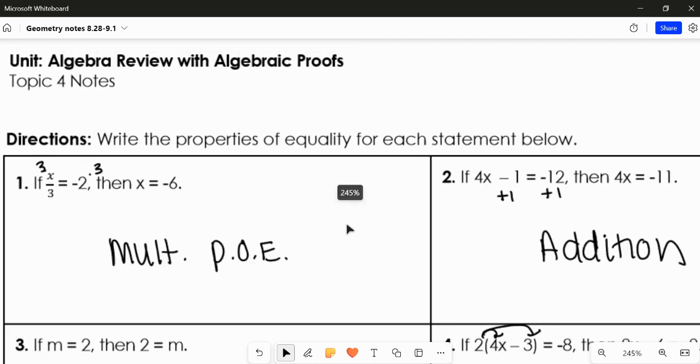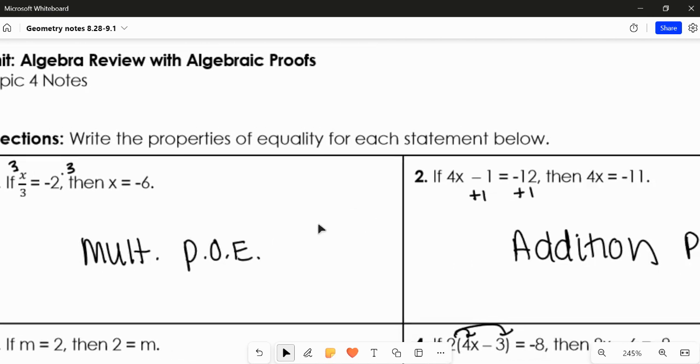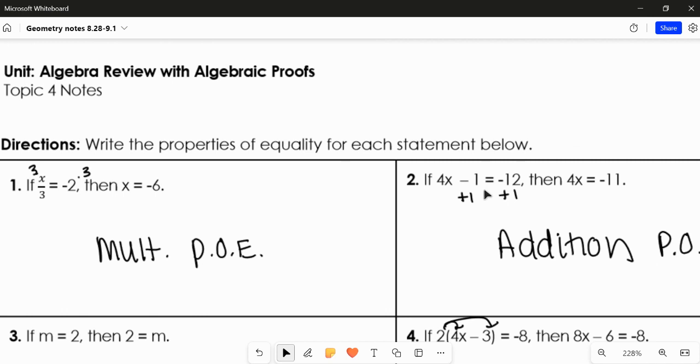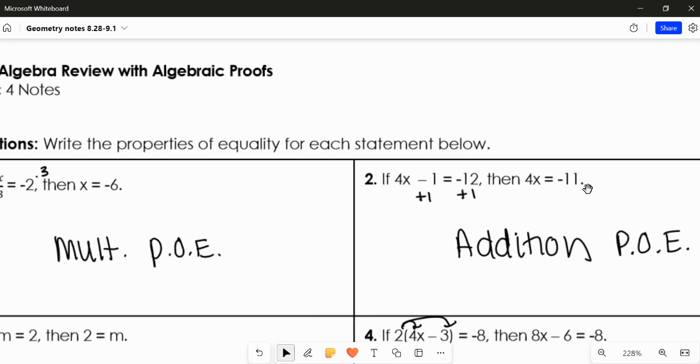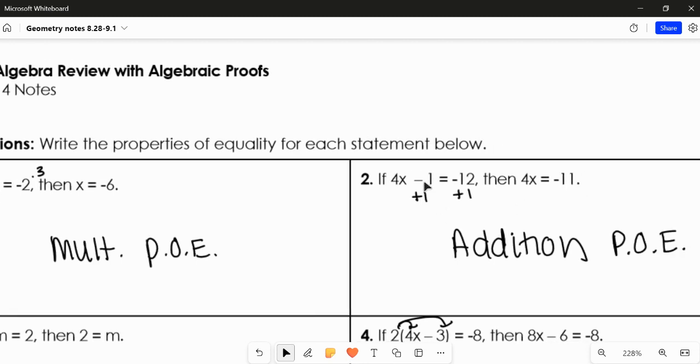Now, over here, we have if 4x minus 1 equals -12, then 4x equals -11. This is the addition property of equality. See how we have the -1 over here at the beginning, but over at the end, we don't have a -1 with our 4x. That's because we added it to the other side. So again, identifying these properties are just telling me what is happening, what is occurring. Look at what's happening. Tell me what's good.